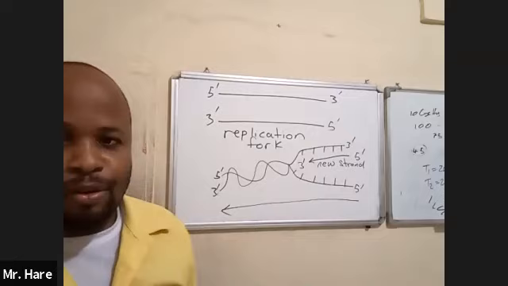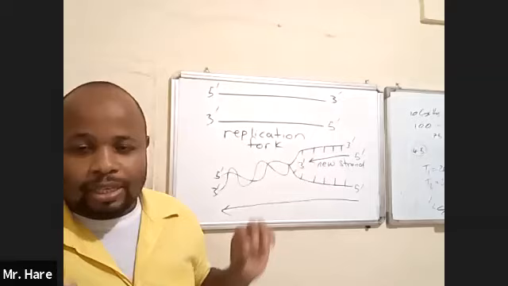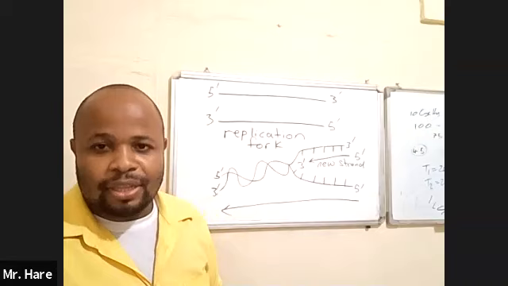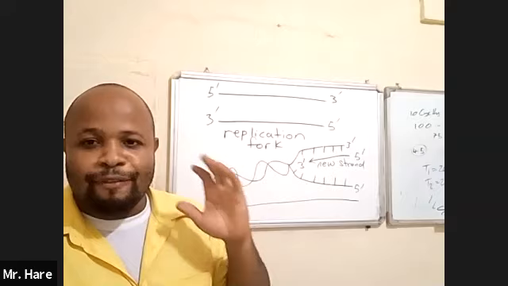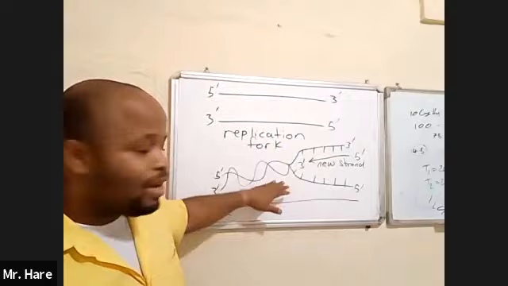Right. So the most confusing part about this is mentioning the leading strand running 5'-3' and saying that the new strand is synthesized 5'-3'. When you hear 5'-3', it might be confusing, but you have to look at the diagram to understand it.